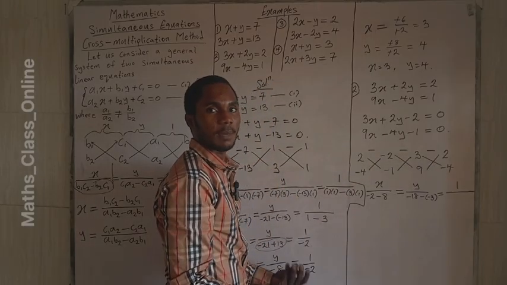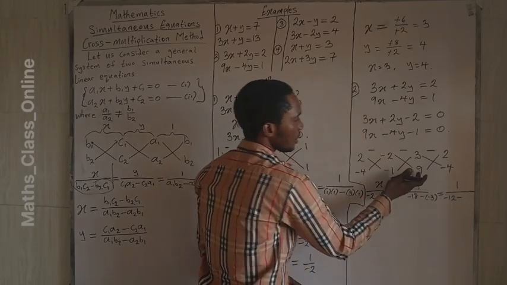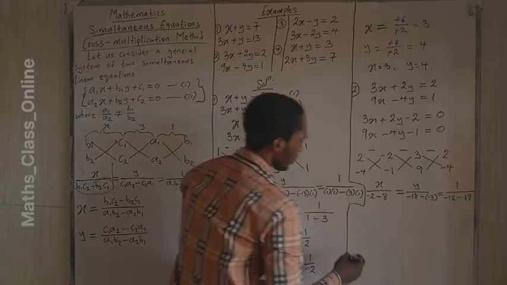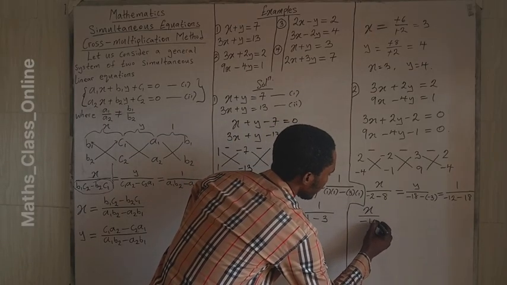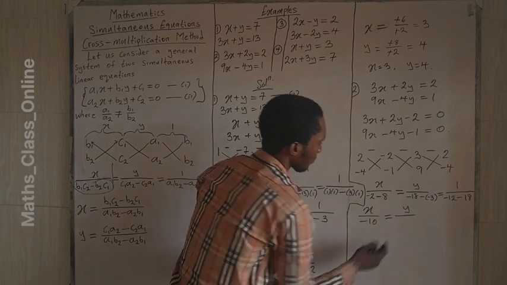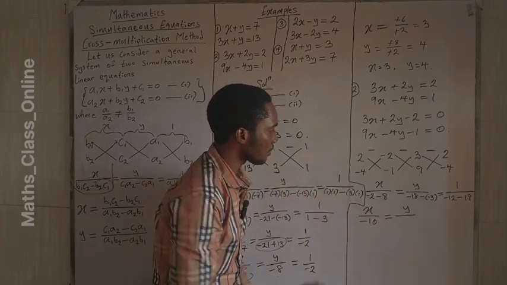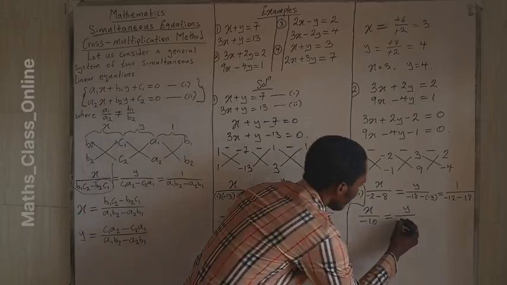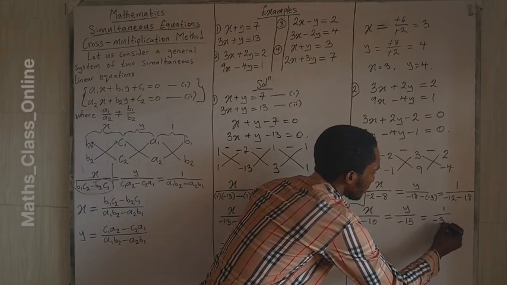We have that to be minus 12, minus 9 times 2, that is 18. So we have x is equals to minus 10 is equals to y over minus 18 minus 3, that is minus 18 plus 3. Minus 18 plus 3 will give us minus 15. Minus 15, and this is equals to 1 over minus 30.